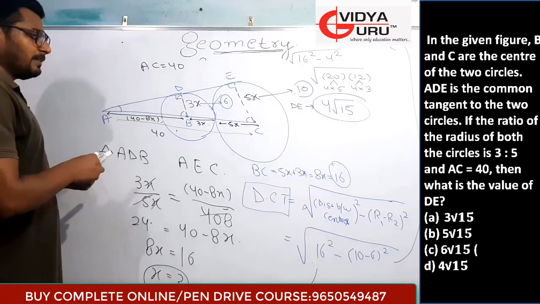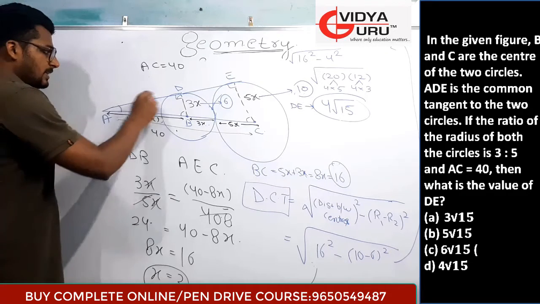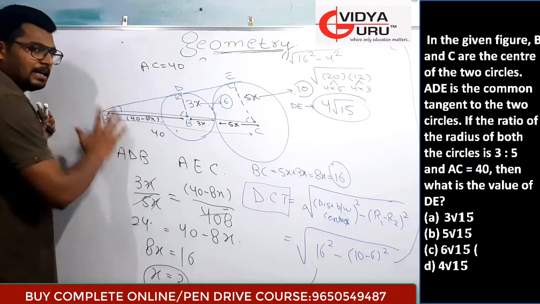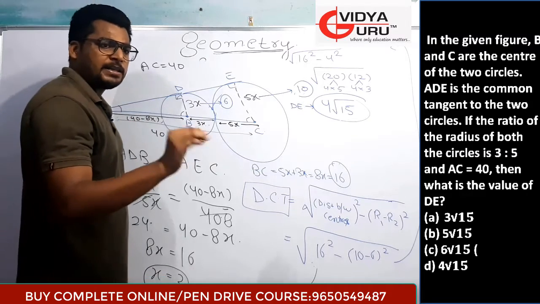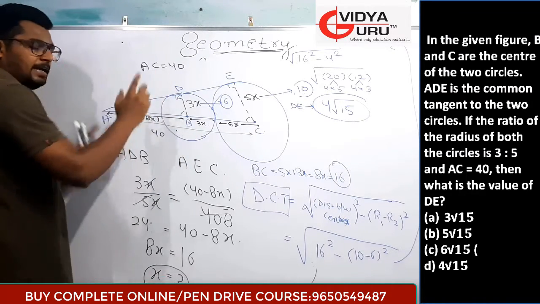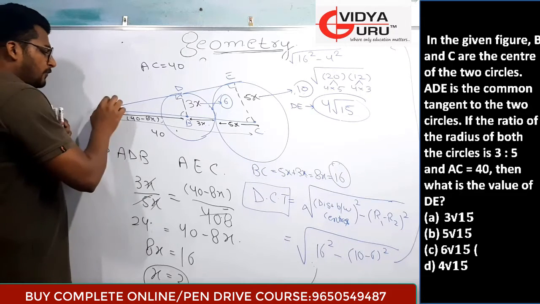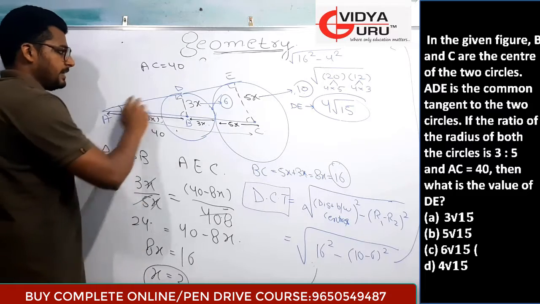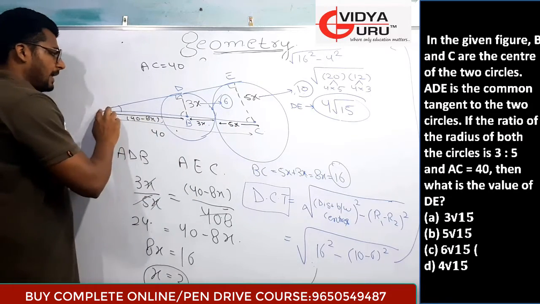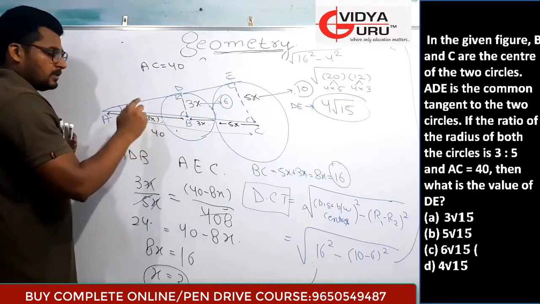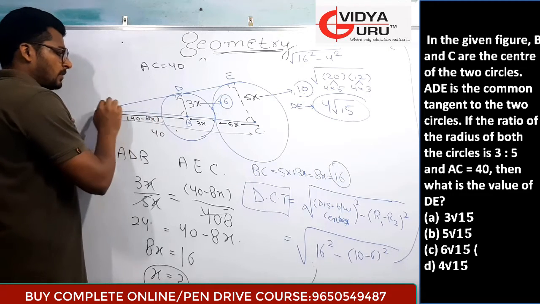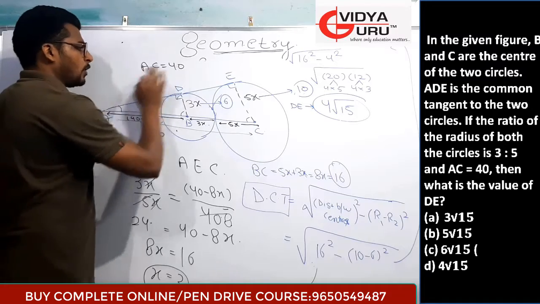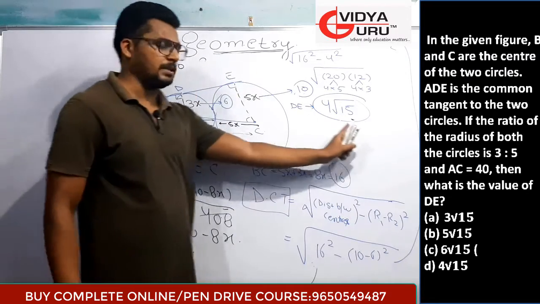What is the second method by which I can do this question? This is a right angle triangle. ADB is a right angle triangle. I can apply the Pythagoras theorem and find AD. After finding AD, AEC is also a right angle triangle. I can find the value of AE. Just find AE and AD by the Pythagoras theorem. If I subtract AD from AE, DE will be left, and the answer will be the same.